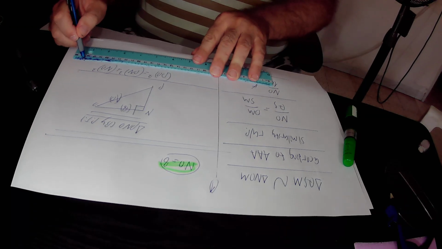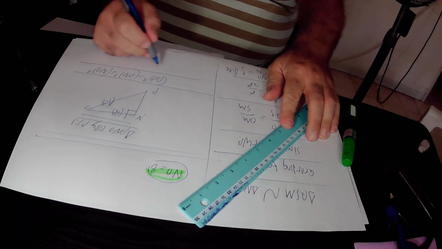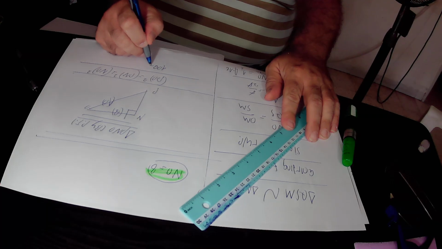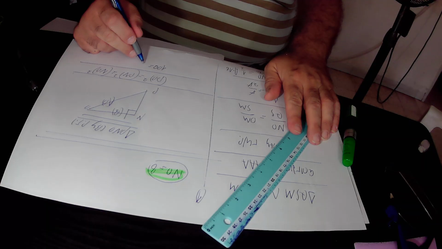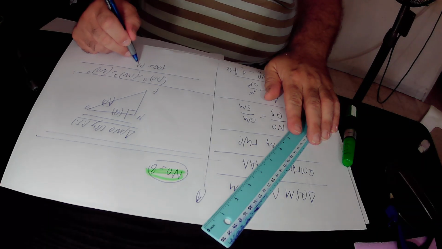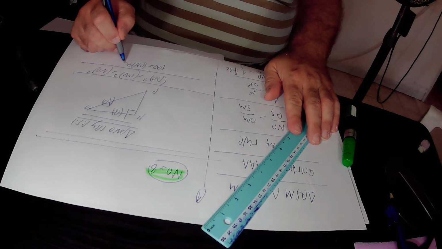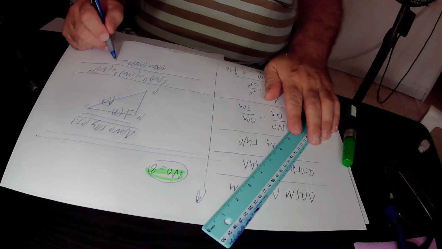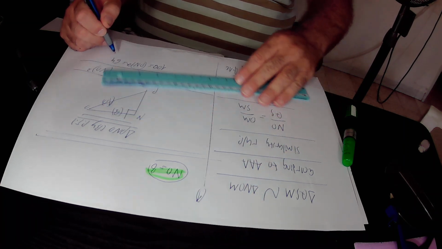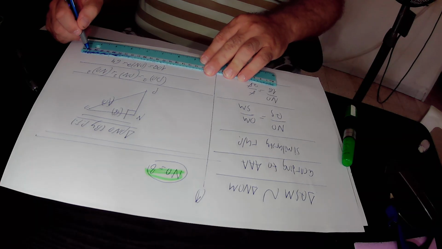PO is 10, therefore PO squared is 10 squared, that is 100, and it is equal to PN squared. PN is the missing side, so we leave it as it is, so it is PN squared plus NO squared. NO is 8, therefore NO squared is 8 squared, that is 64. So in total we found out that 100 equals PN squared plus 64.